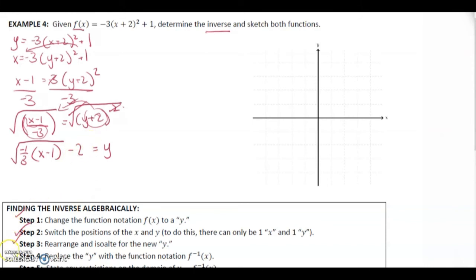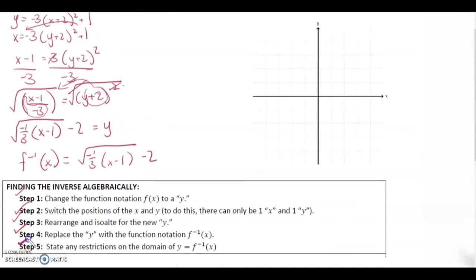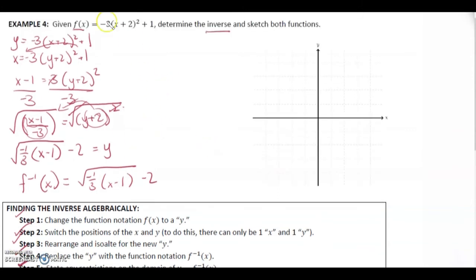Okay, so now replace the y with function notation. So I'm going to go f inverse of x equals the square root of negative 1/3 times (x minus 1), minus 2. Okay, and in one second, I'm going to do the restriction, but not yet. Let me graph this. So the original has a vertex of negative 2, comma 1. The a value is negative, so it opens down. So negative 2, comma 1, and then it opens down.